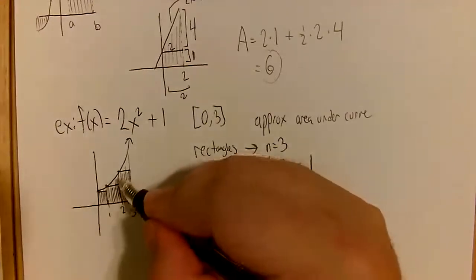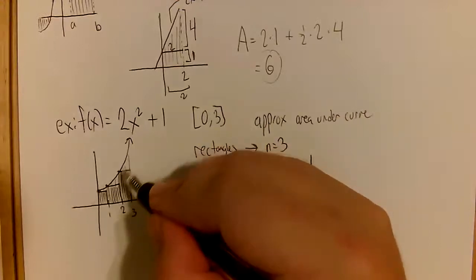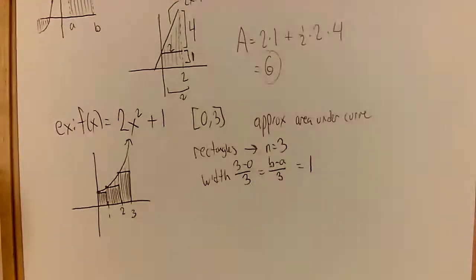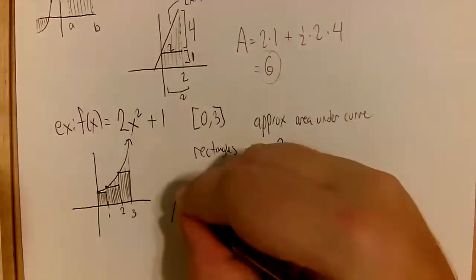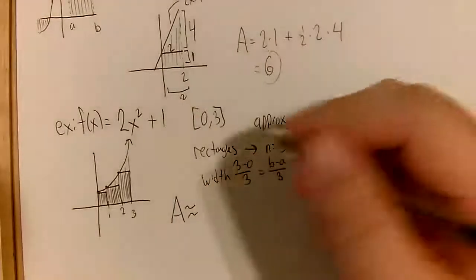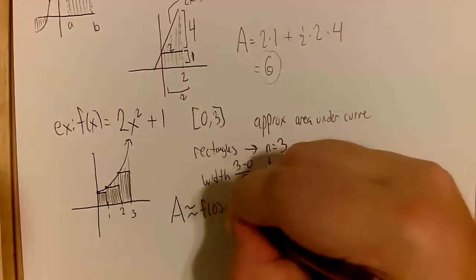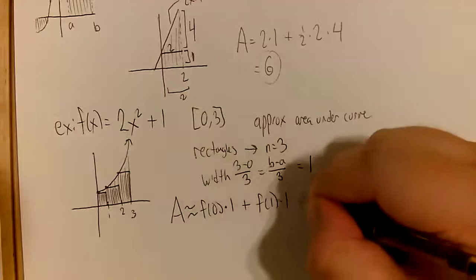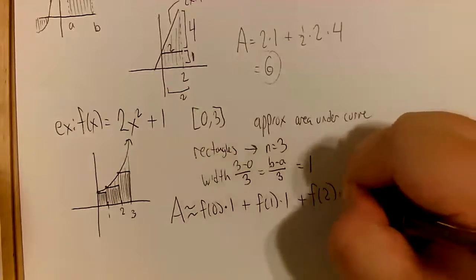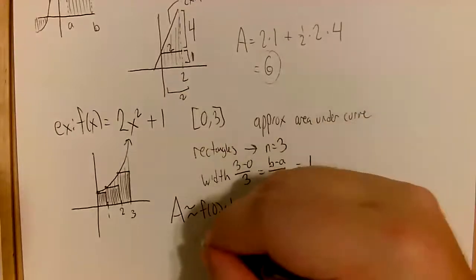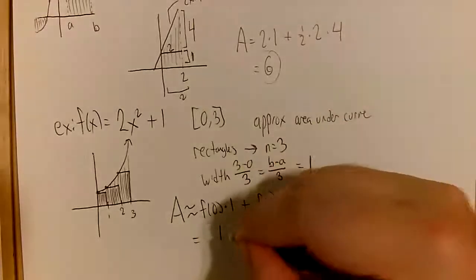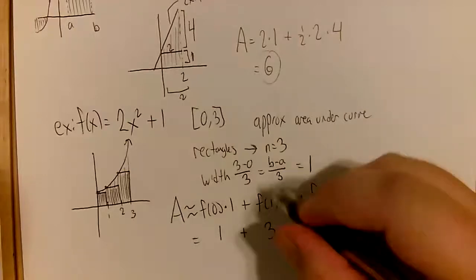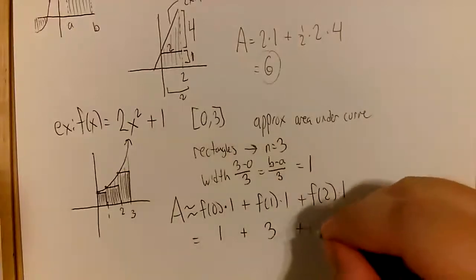Now, as you can see here, we're missing some area under the curve. It looks like we're underestimating here, but hopefully this should end up being pretty close. Okay, so our area is approximately equal to f of 0 times 1, that's the first rectangle, f of 1 times 1, and then f of 2 times 1. All right, so this will be 1 plus 3, if I plug 1 into here, and then plus 9.